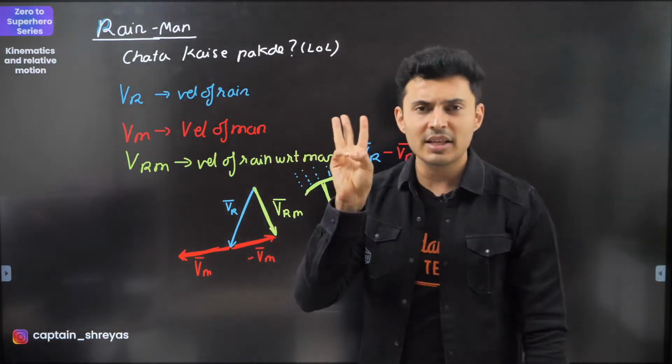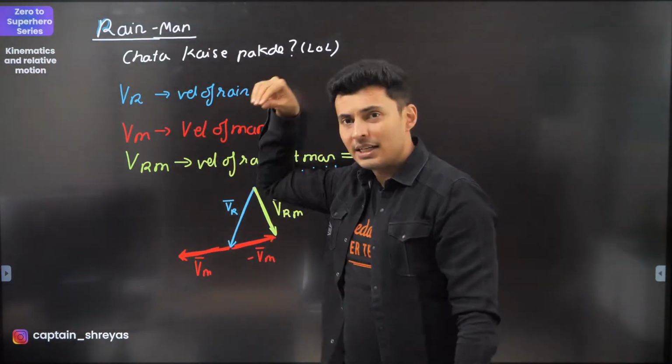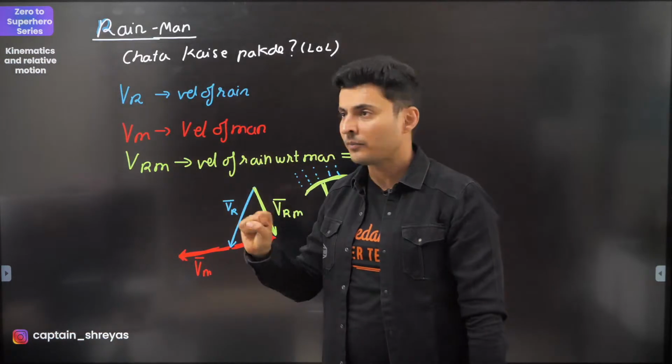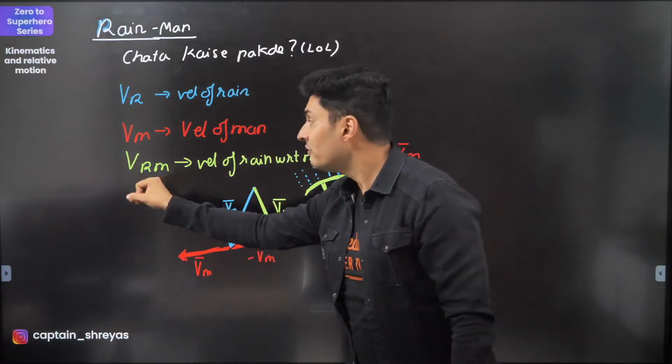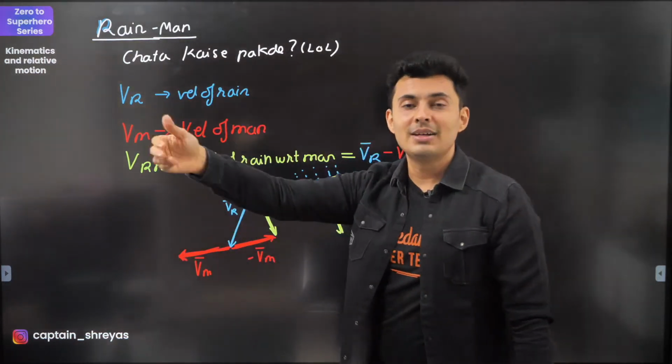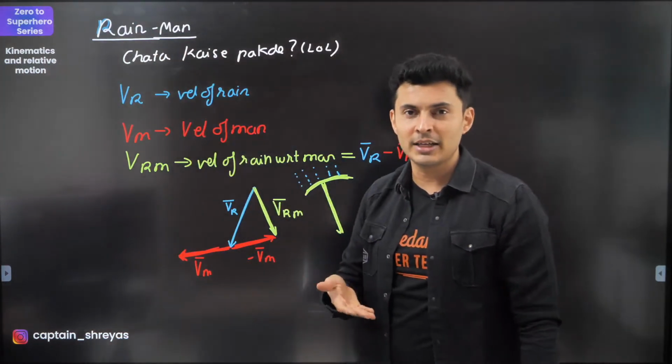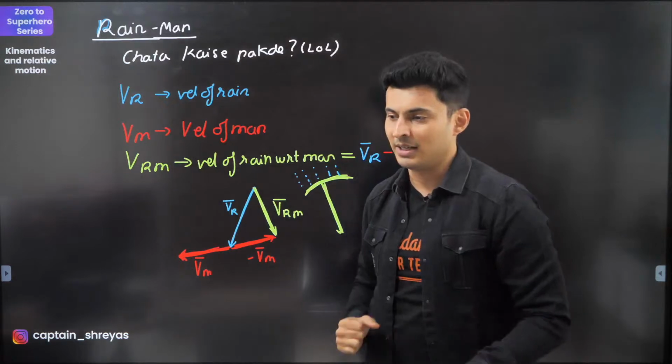So you should remember 3 things. VR is how actually the rain is falling. VM is how the person is moving, or how much he is moving. VRM is the perceived, how he feels the rain is falling, or how he should hold the umbrella.